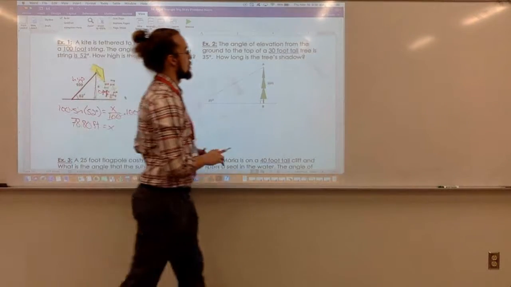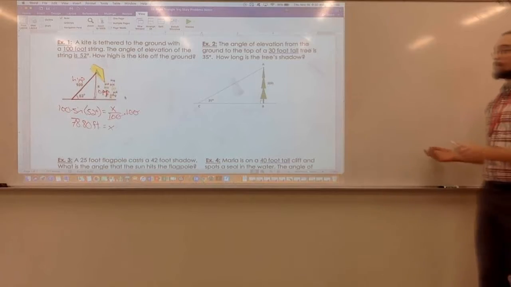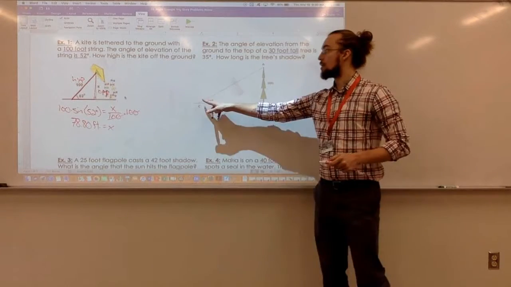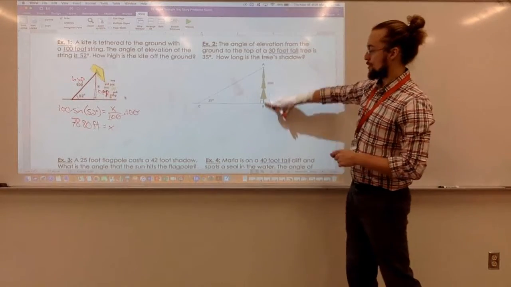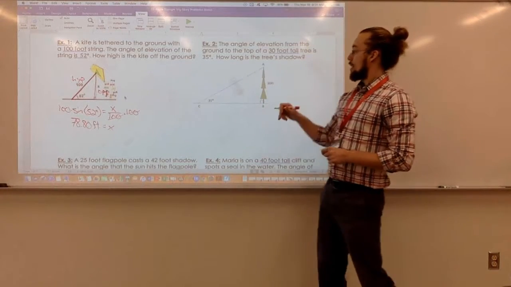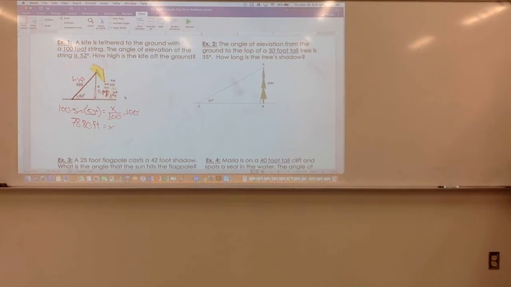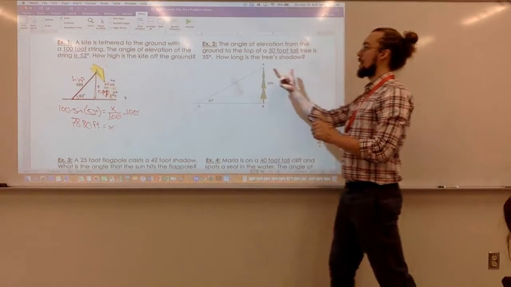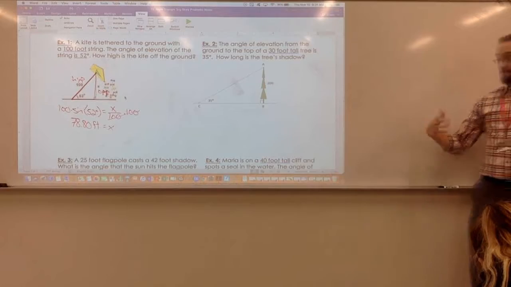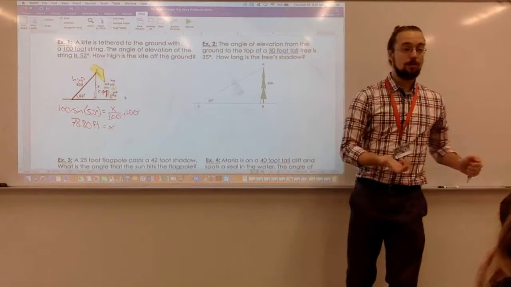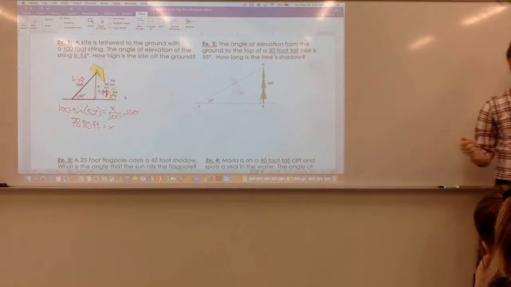Let's take a look at the second one here. This is another angle of elevation problem. It says the angle of elevation from the ground to the top of a 30-foot tree. So we know the tree is 30 feet tall in this picture, and that angle of elevation is 35 degrees. The question asks, how long is the tree's shadow? In this picture, we did not label where x should be.